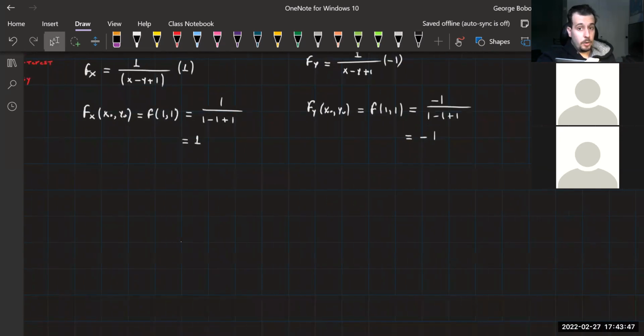Now what I have to do is fill in the equation of the plane. One last thing I need to do, of course, is evaluate the function at the point of interest.